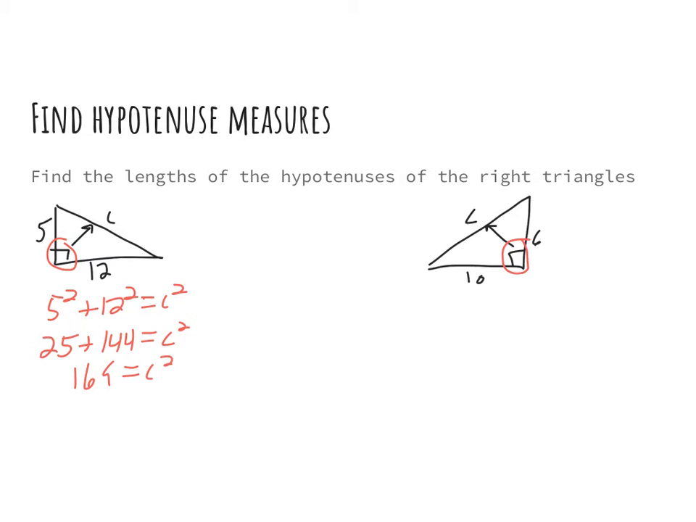Now we've got 169 is equal to C squared, but we want just C. So to get that, we need to take the square root of C squared, and the square root of 169 gives us that our C, or hypotenuse length, is 13. Go ahead and give that a try on the second one. We've got side lengths of 6 and 10. Pause the video, find C, and then hit play and see how you did.